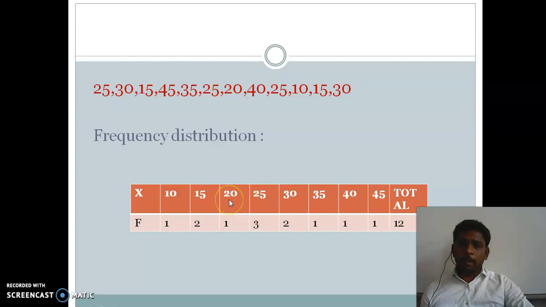So if you represent the data like this, it comes under frequency distribution, right? But the total is finally the same. Here 12 data are there, here also 12. That's it. The form may be different, right? The format may be different.